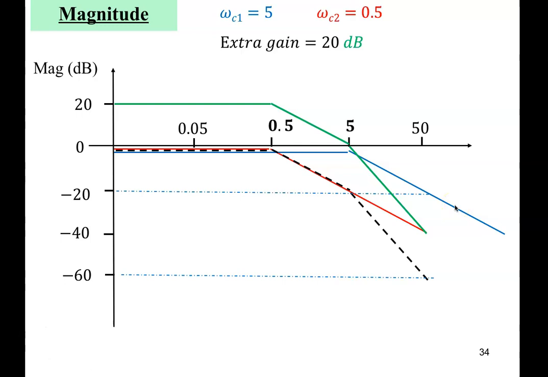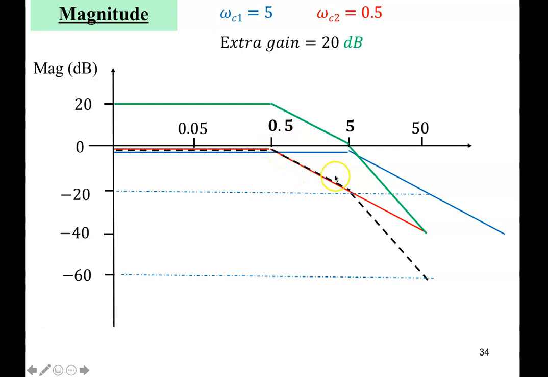For G2, the magnitude plot, because the corner frequency is 0.5, which is here. So the magnitude plot will start from 0 dB, which is marked as my red line. Okay, so it goes up all the way to the corner frequency of 0.5. Now, beyond that frequency, it starts to go down.